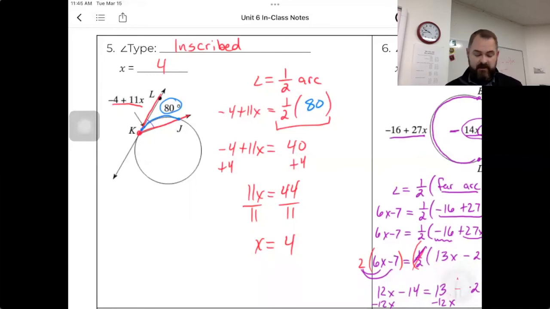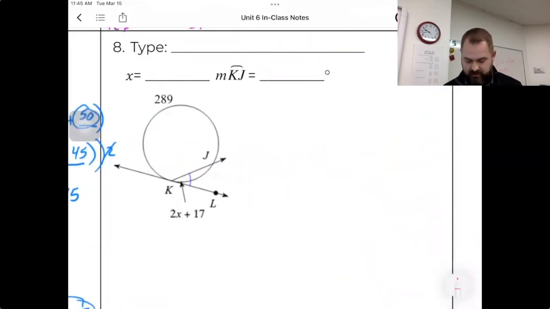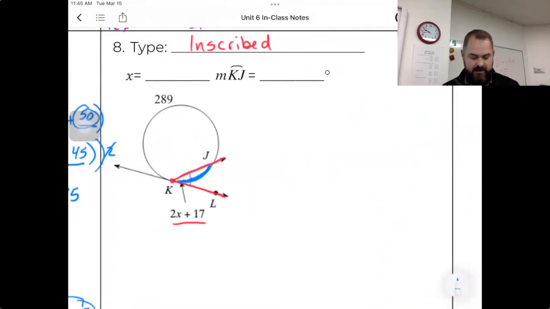Let's try number 8. It looks very similar to this one. Again, we have angle JKL. My vertex of my angle at K is on the circle. This is another inscribed angle. This is your angle, which is 2x plus 17. However, this is the arc that I need to use, not 289. 289 is the rest of the circle.